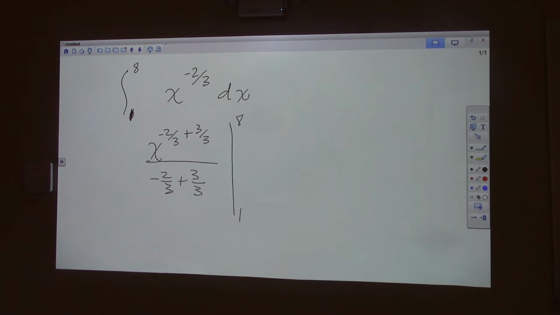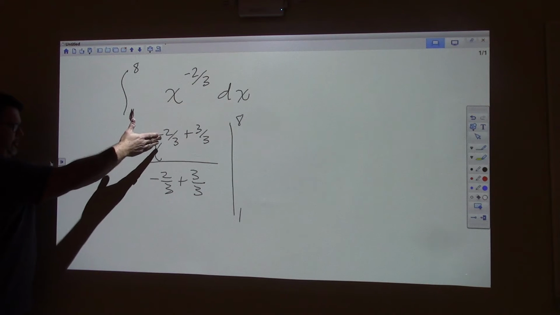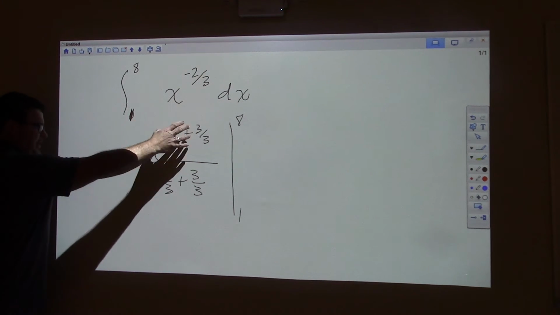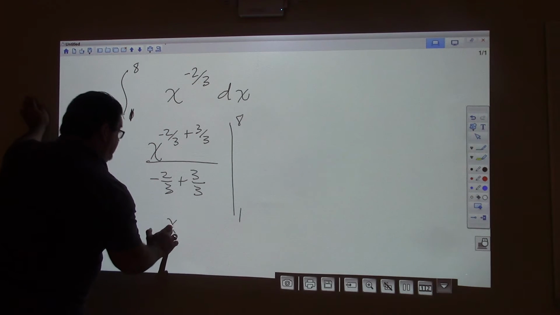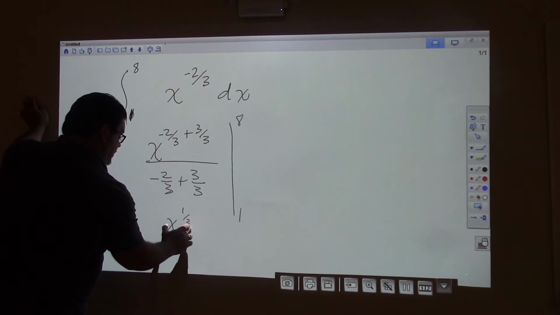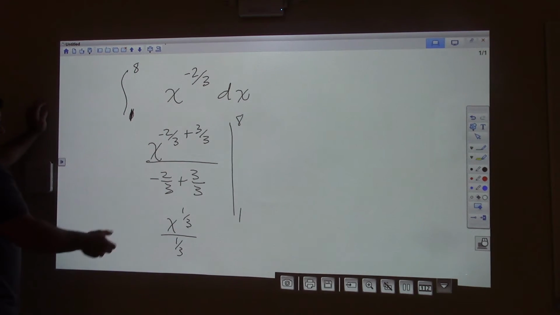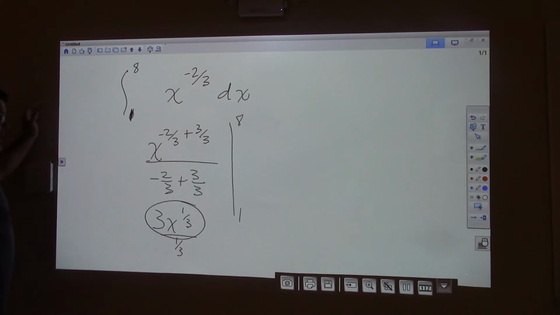Where did 3/3 come from? Well, I told you, you add 1 to the numerator, to the exponent, and then you take that number and put it down here. I still don't understand. Okay, we'll just forget it. X to the 1/3 over what? 1/3, and when you divide by a fraction, you multiply by the reciprocal, so the antiderivative is 3x to the 1/3 power.